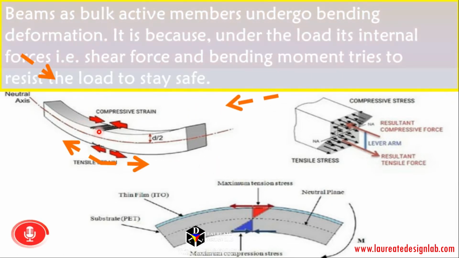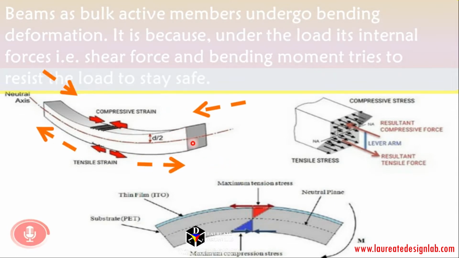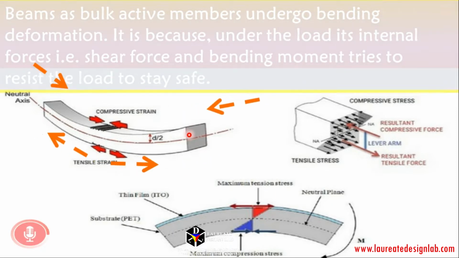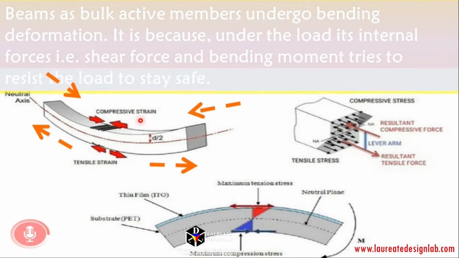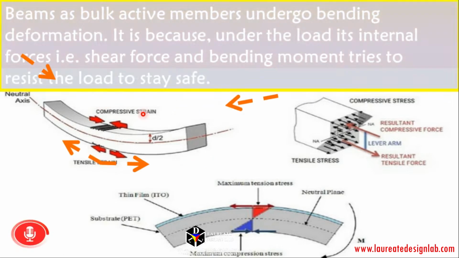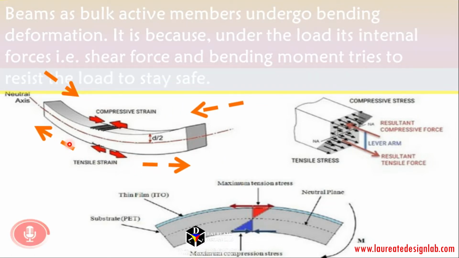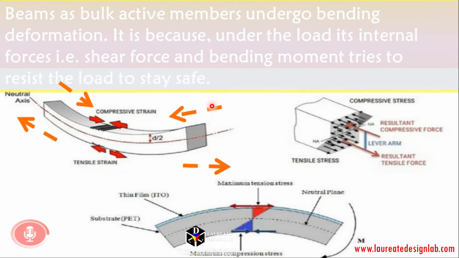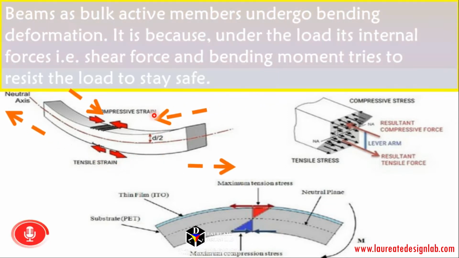The internal forces, generally the shear force or the bending moment on any cross section, can be understood by looking at the arrows here. The arrows which are coming inward are indicative of compression, and the arrows which are going outward are indicative of tension. So due to constant compression or tension, what we see is the buildup of internal forces, and it happens naturally.